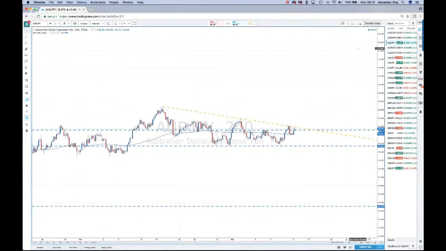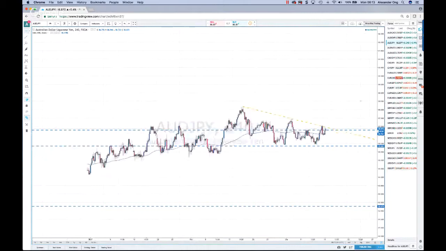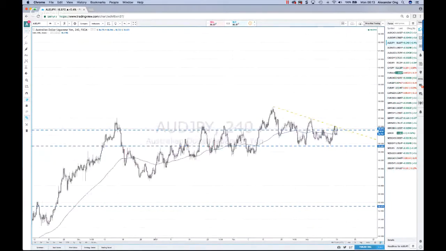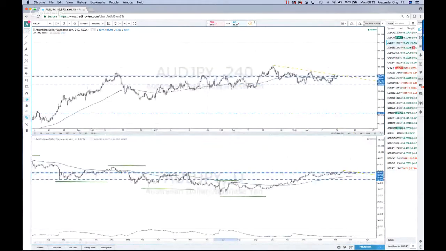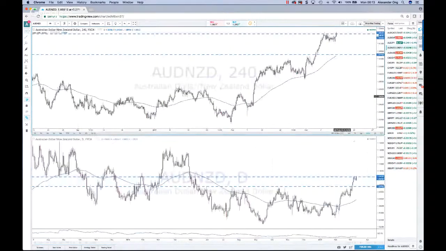We will be long, so we'll be buying the markets. Okay, so that's that in the Aussie Yen. Let's look at the Aussie New Zealand.